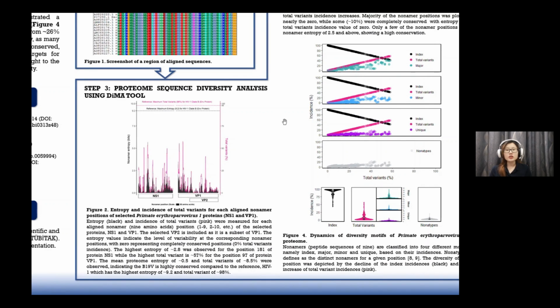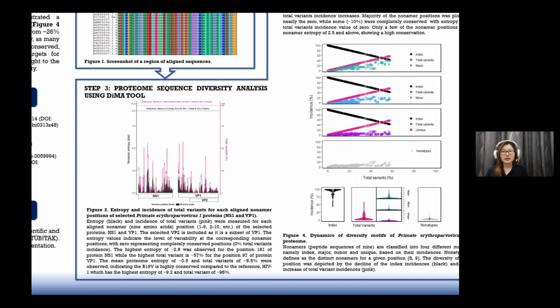Coming back to measuring the entropy of the overlapping non-normal positions, Figure 2 here provides the overview of the entropy and the corresponding total variance. Entropy values are on the left y-axis, whereas total variance is on the right y-axis. Higher entropy values indicate higher diversity, and the lowest entropy value of 0 indicates complete conservation. Total variance is defined as simply 100% minus the incidence or frequency of the most predominant sequence, which we refer to as the index.